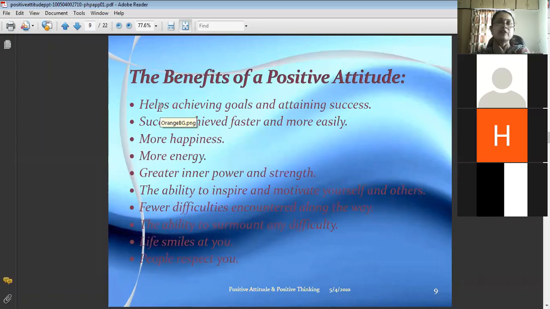Now, the benefits of a positive attitude. It helps in achieving goals and attaining success. Success is achieved faster and more easily. Why is it achieved faster and more easily? Because you know, I can do it. I have decided it and I will do it.